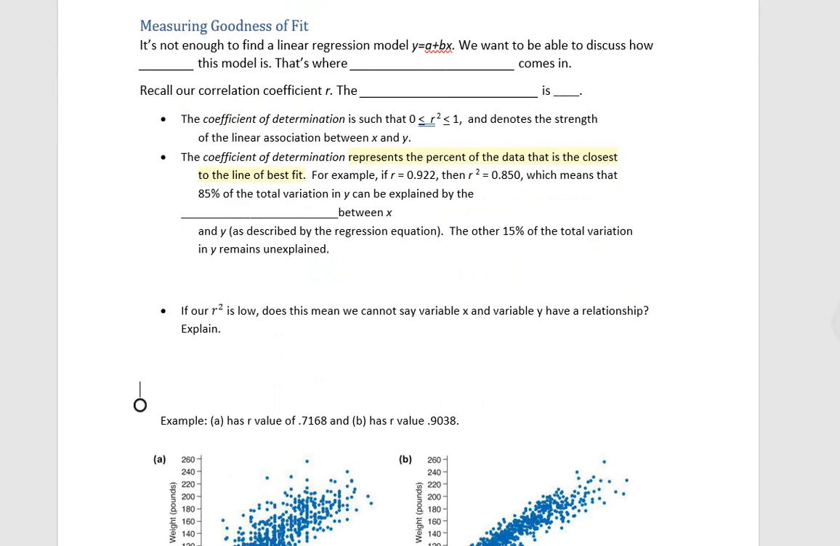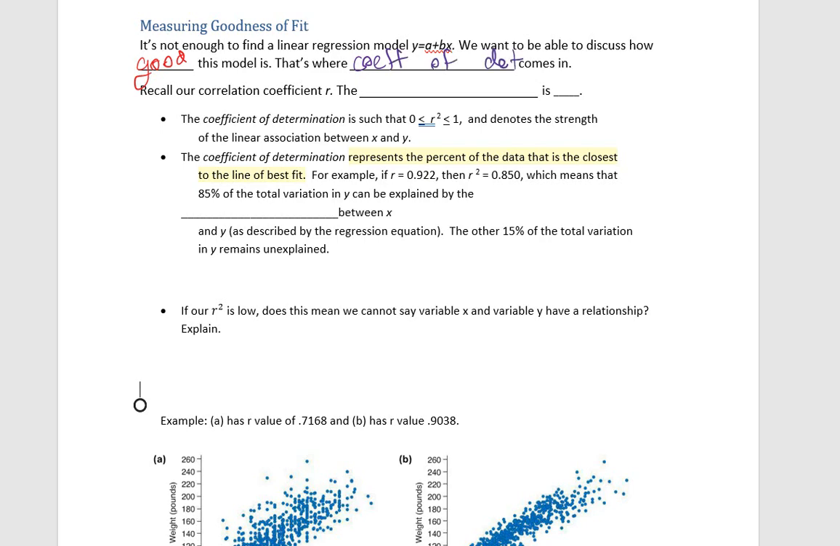All right. So the last thing we're going to talk about is how do we measure the goodness of fit? It's not enough to just find a linear equation. We want to know how good that linear equation does at predicting our data. So we want to be able to discuss how good this model is. And that is where the correlation coefficient comes in, or I'm sorry, the coefficient of determination.